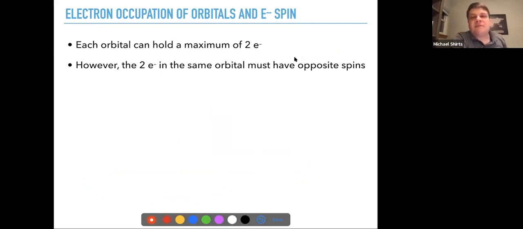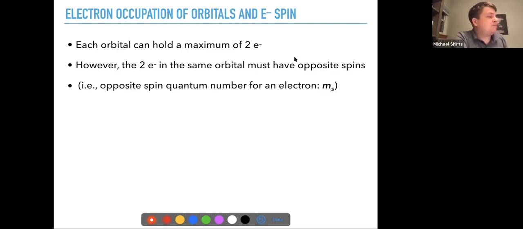There's this deep fundamental theory about quantum mechanics which says that no 2 electrons can have the same quantum numbers. If they're in the same orbital, they have the same quantum numbers. They have the same n, the same l, the same ml. They have to have a different spin, or else they simply couldn't be there. They would literally not fit. They cancel each other out. So yeah, opposite spin quantum numbers.